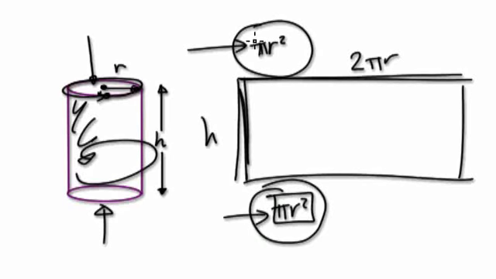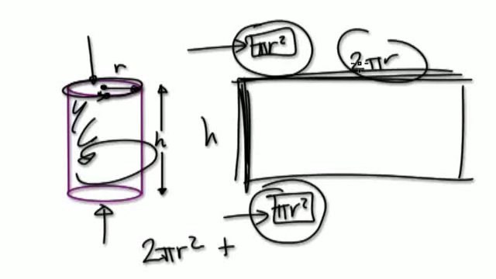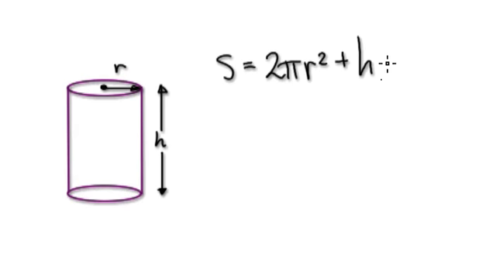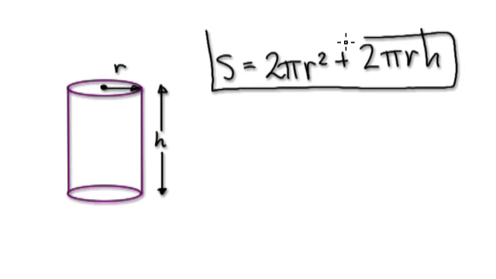This is like one entity here. You can say this as being two pi r, and then you've got to add it to this area here. This area would be h times this. So the surface area is given by 2 pi r times h. So given this cylinder, the surface area equals 2 pi r squared, plus 2 pi r times h. So this is the formula for the surface area.